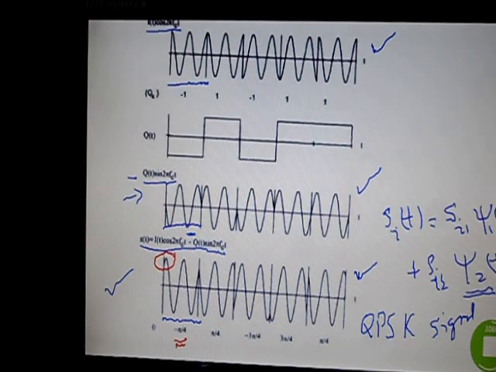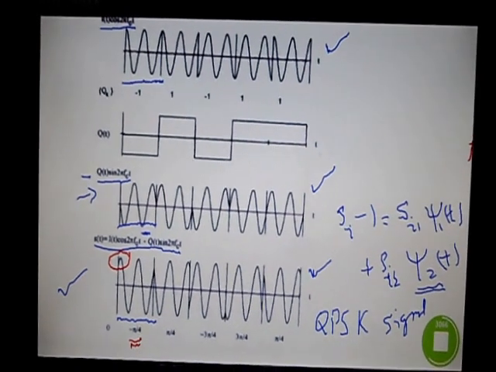Now I'll come to this one, because we already have discussed this phase angle in the signal constellation diagram, and let me write it here. I'll draw my signal. Let me erase this so that I can draw.